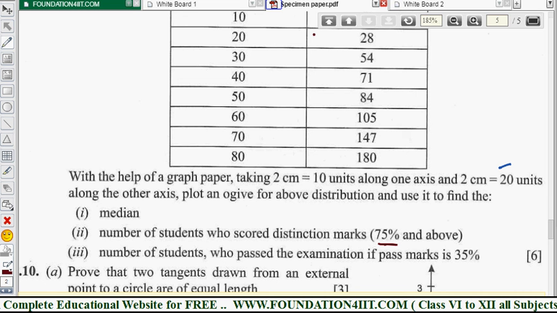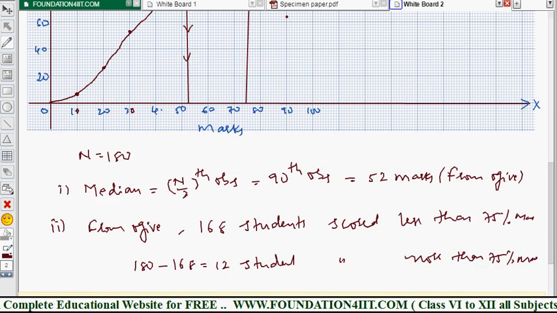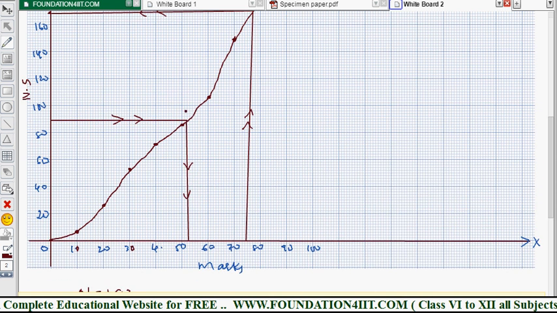And next question, you see, number of students who passed the examination if pass marks is 35%. Pass marks is 35, then we can take the line from 35. So between 30 and 35, take a straight line upwards. Just check where it's touching. Approximately 62. See the direction, marks is from here, above. Where it's touching, this is after the 62nd line.